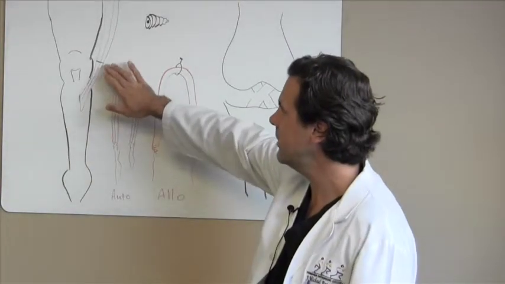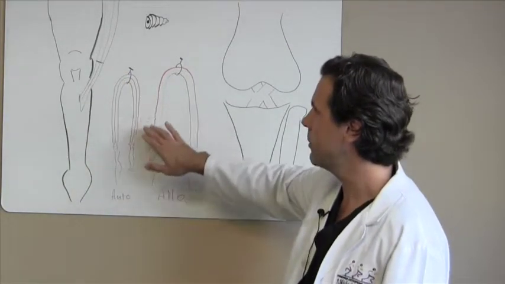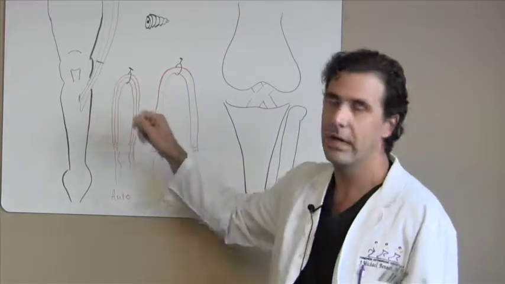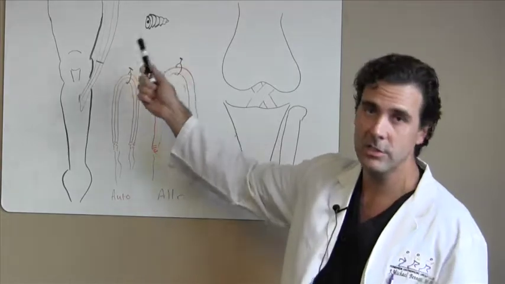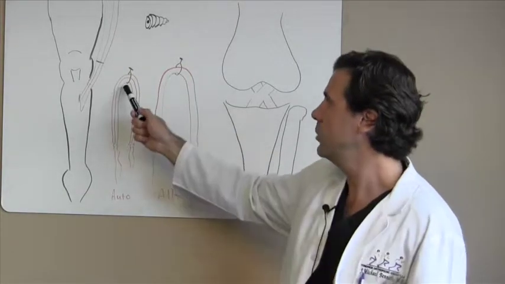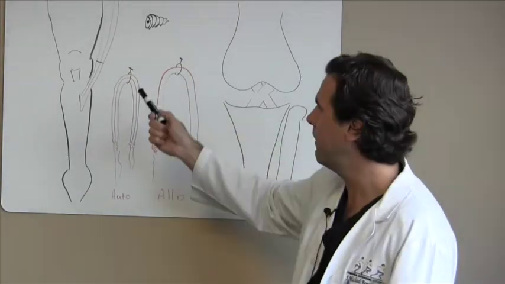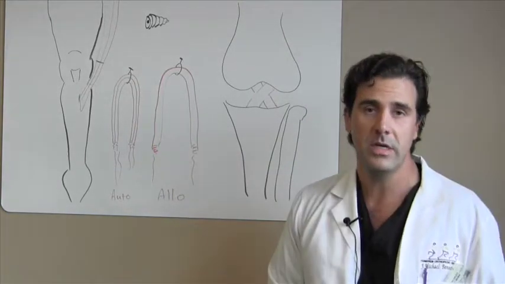Once we take the hamstrings out, we loop them over, as you see here, over some sort of fixation device. Some doctors prefer screw fixation. Some doctors prefer a loop type fixation with a little button, which is the way that we do it here.